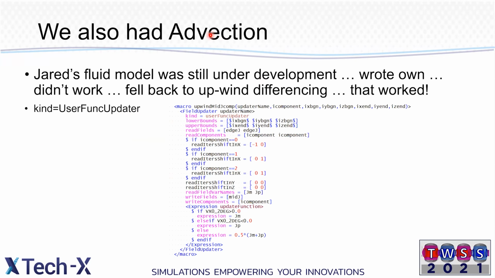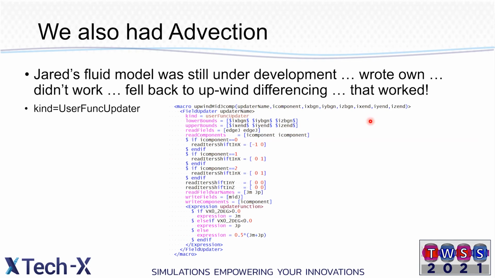We also had advection. Earlier today, I think the first talk of the day, Jared talked about his fluid model, which unfortunately was still under development when I was working on this. And so I tried to kludge up my own, which, beware, fluid dynamics is not easy. So that didn't work. But I fell back to a standard upwind differencing scheme. And that worked and that stayed stable.